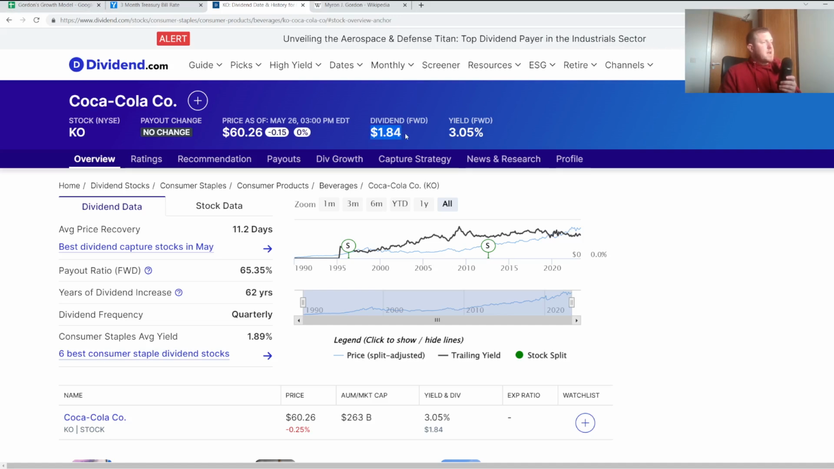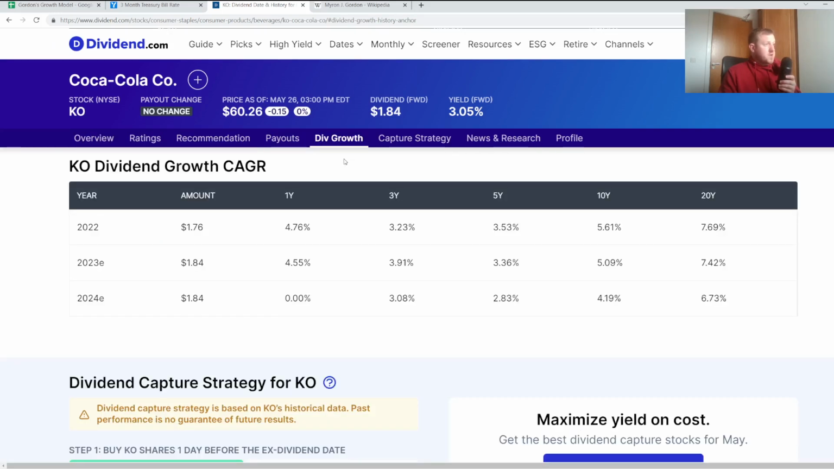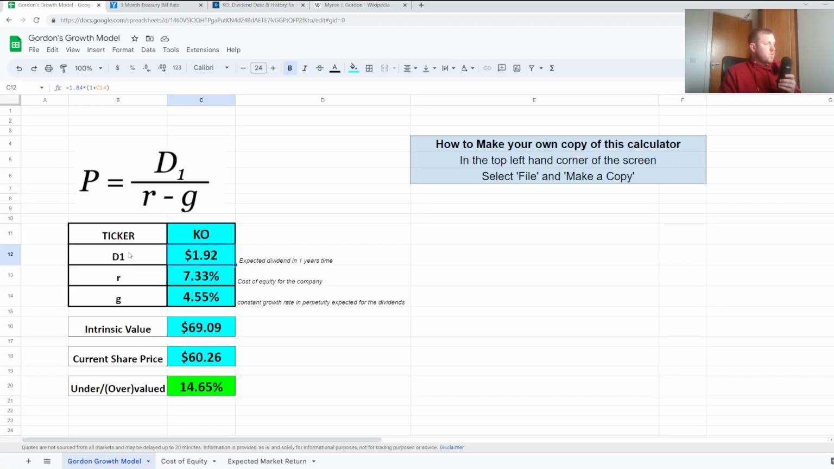But this $1.84 is really the D0 value, and I need to work out D1, so I need to multiply this by the expected growth rate over the next year. And you can find this kind of data also on Dividend.com here if you just go to the dividend growth section here. So the expected dividend growth over the next year is 4.55%. So that is what I have used to work out my D1 value. I've taken the $1.84 and multiplied it by 1.0455 to come up with $1.92 as my D1 value.